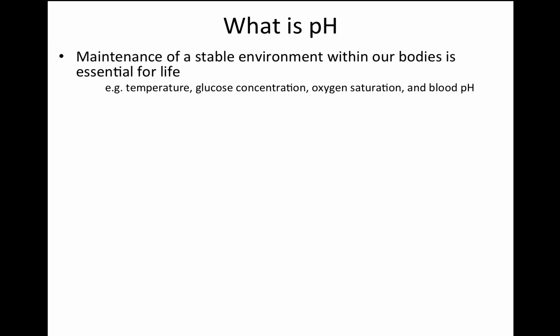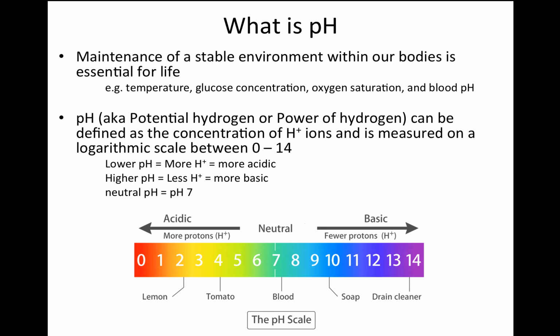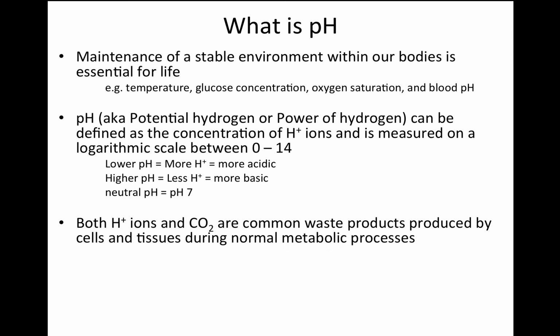Some examples of internal parameters that our bodies keep tightly regulated include temperature, glucose levels, oxygen levels, and blood pH. pH, also known as potential hydrogen or power of hydrogen, can be simply defined as the concentration of hydrogen ions within a solution, and is measured on a logarithmic scale between 0 to 14. Lower pH represents the presence of more hydrogen ions and a more acidic solution, while a higher pH represents the presence of less hydrogen ions and a more basic solution. Neutral pH is pH 7.